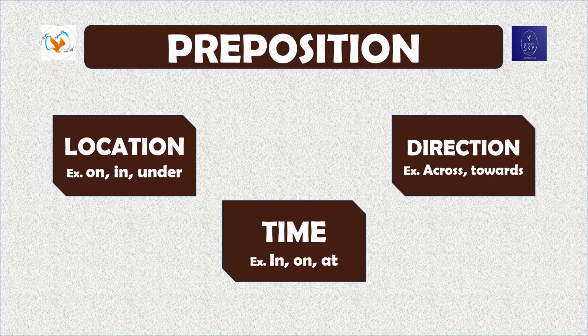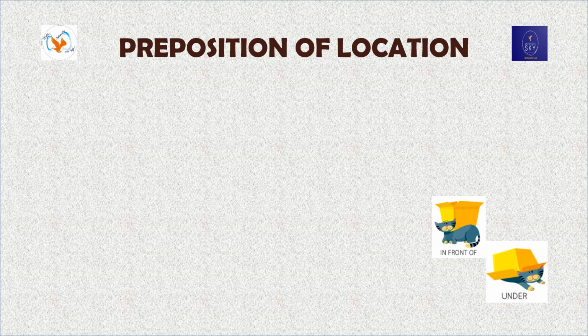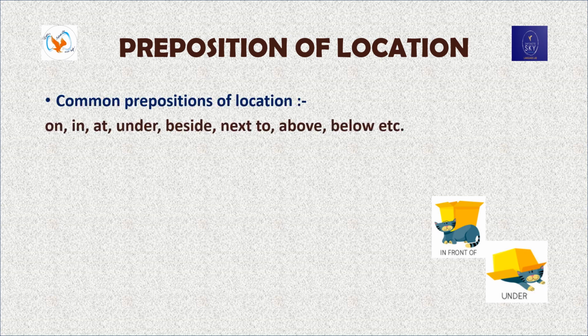Let's understand them thoroughly. Prepositions of location describe the position or placement of an object or person in relation to something else. They help us understand where something is located. Common prepositions of location include on, in, at, under, beside, next to, above, and below.